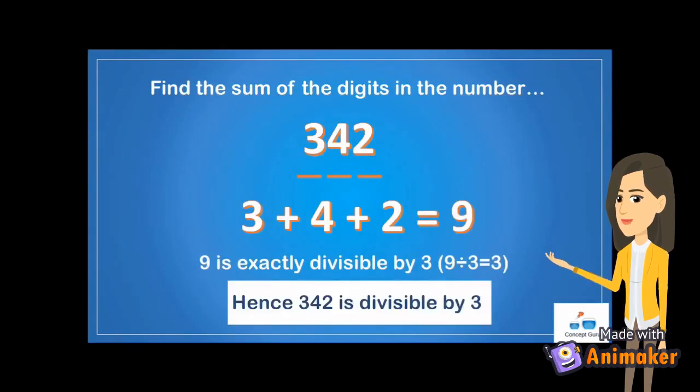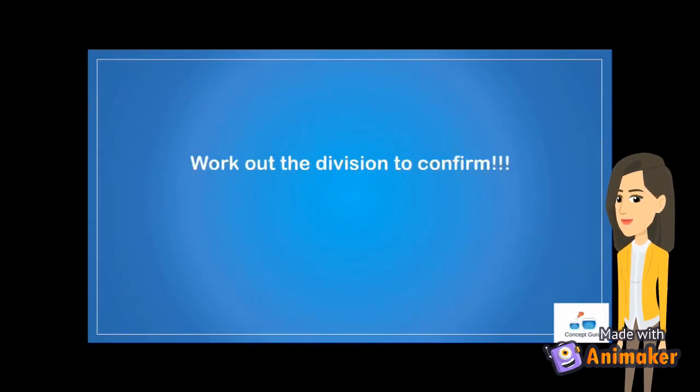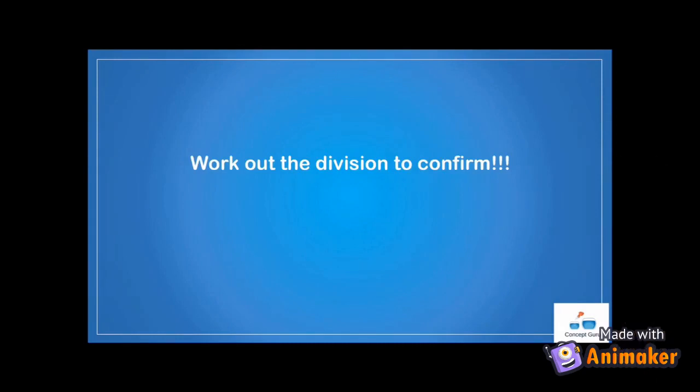Now, we also try to find the sum of the digits in this number, 342. 342 is 9 as the sum of the digits. And again, 9 is exactly divisible by 3. Hence, this number 342 is divisible by 3. You can work out the division to confirm by yourself.